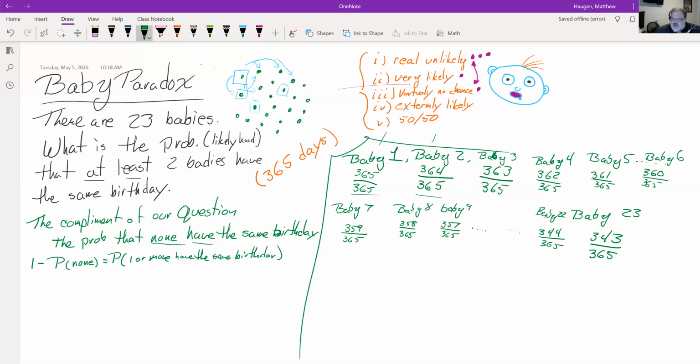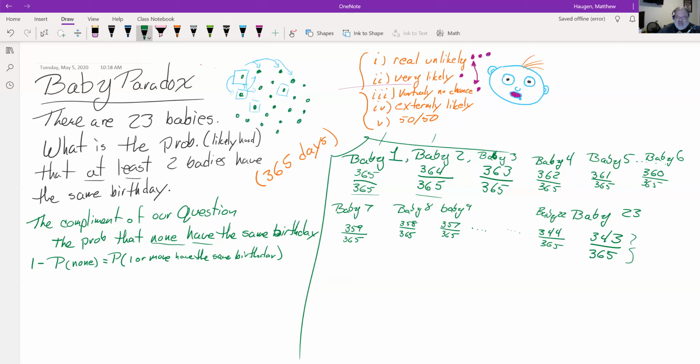So if we wanted to figure out the probability of all of this occurring, once you have the first 22 babies, the chances that the next baby doesn't have a birthday that matches any of those is 343 out of 365. That's still near 90% or so. Each one of these probabilities is fairly near 100%. So all of these individual things are fairly likely. But we want to look at what happens when we bring them all together.